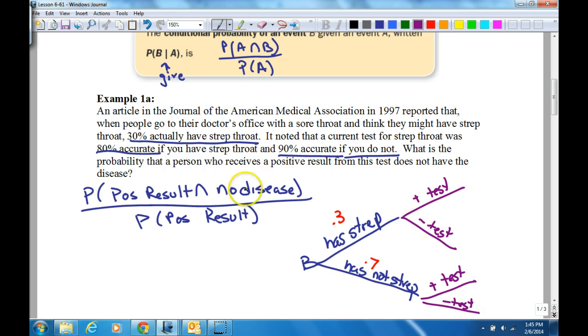It says that the current test for strep throat is 80% accurate if you have strep. So it's 0.8 here, and 0.2 here. For the bottom, it says it's 90% accurate if you don't, so the bottom one is going to be 0.9, and this one's going to be 0.1. Does the positive test mean that you have it or that it was correct?